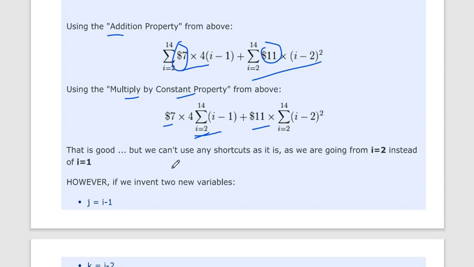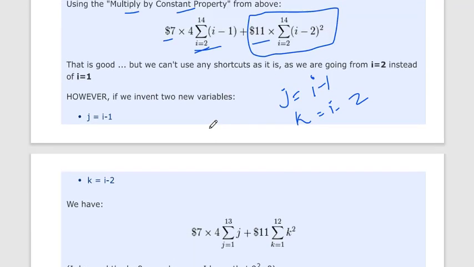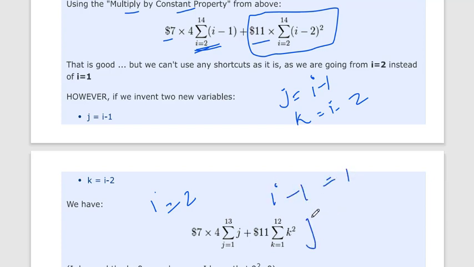So let's say we invent a new variable. Let's say j is equal to i minus 1, and for the second term we can say k is equal to i minus 2. So what will happen if here i is equal to 2? If we use j is equal to i minus 1, then i minus 1 is equal to 1, so it will become j is equal to 1.